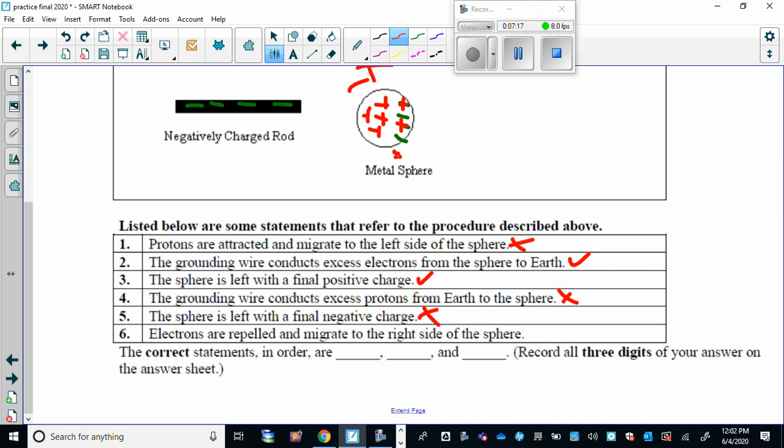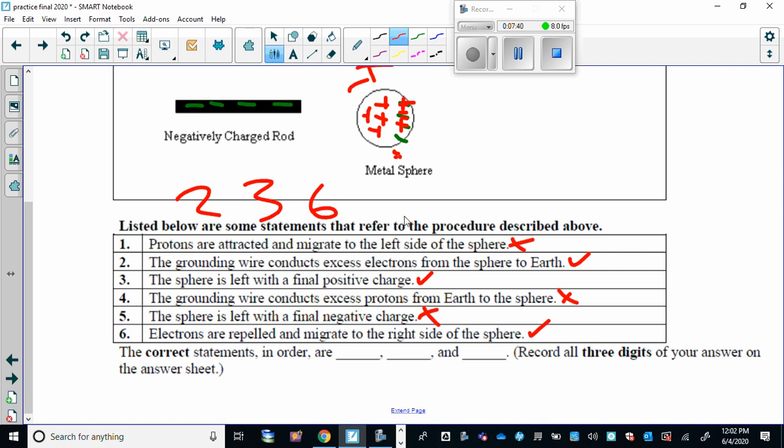Electrons are repelled and migrate to the right side of the sphere. That is false. Oh no, it's true. Electrons are repelled and migrate to the right side of the sphere. Yeah, right side, right here. True. So 2, 3, and 6 are true, but you have to be careful. And so it says the correct statements in order are.